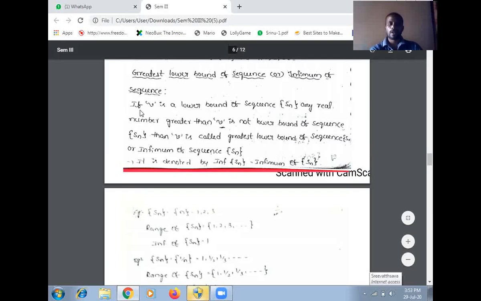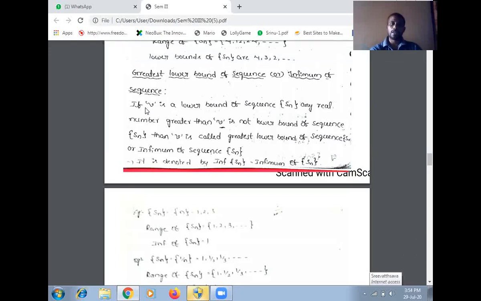Similarly, we have to define, as we defined the least upper bound of a sequence.